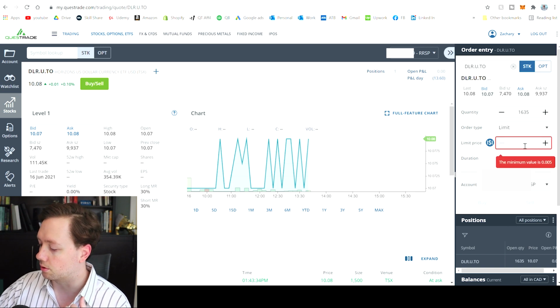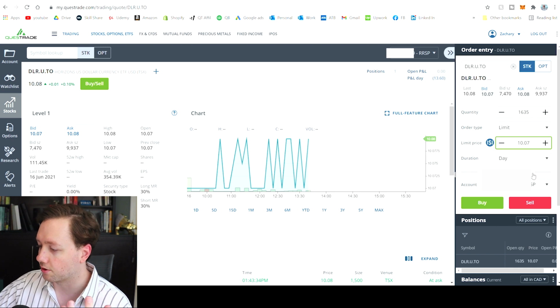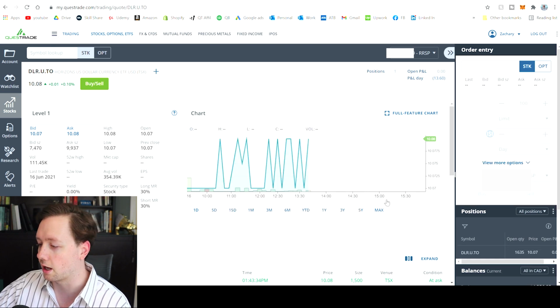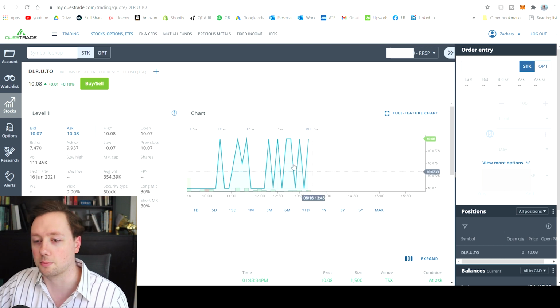We're going to do a limit. We are going to go 10.07 so that hopefully we can get out right away at a fairly reasonable price. And then we should be able to just click on sell here. We're going to have to confirm our order. And just like that, it has accepted our order. And now we will see if it basically takes it.